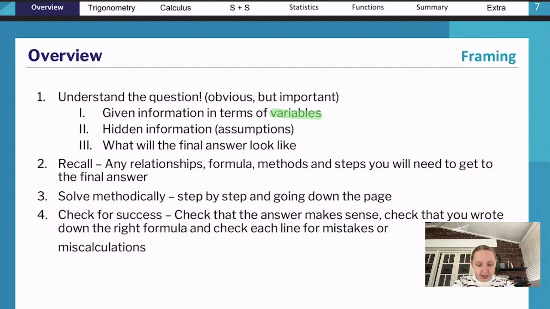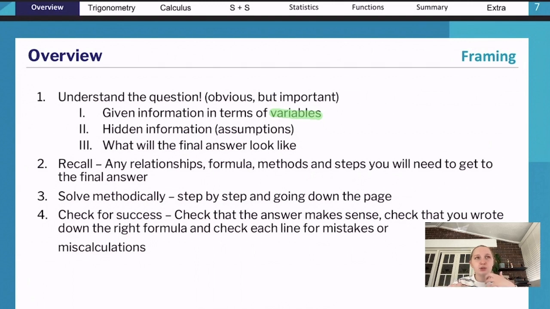Then you want to look at hidden information, or what assumptions the people writing the exam want you to know. With this, there are different sorts of assumptions. There are common sense assumptions, like if they're talking about a deck of cards, they're talking about 52 cards, unless they specify otherwise. If they're talking about a dice, they're talking about your regular 6-sided dice that has 1, 2, 3, 4, 5, 6 on it. So there are those sorts of assumptions.